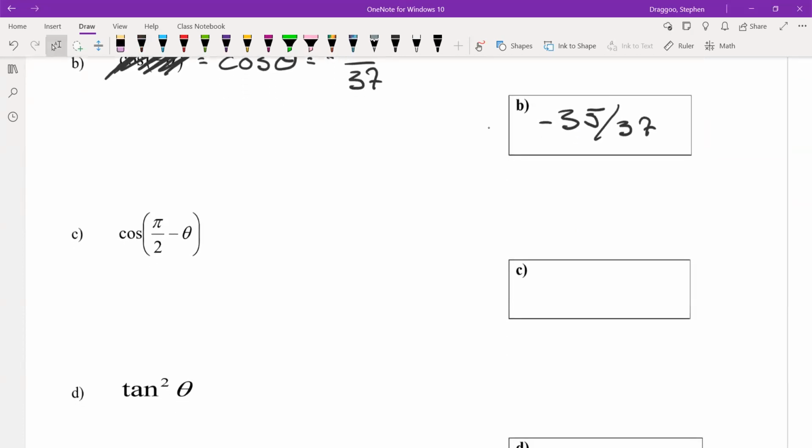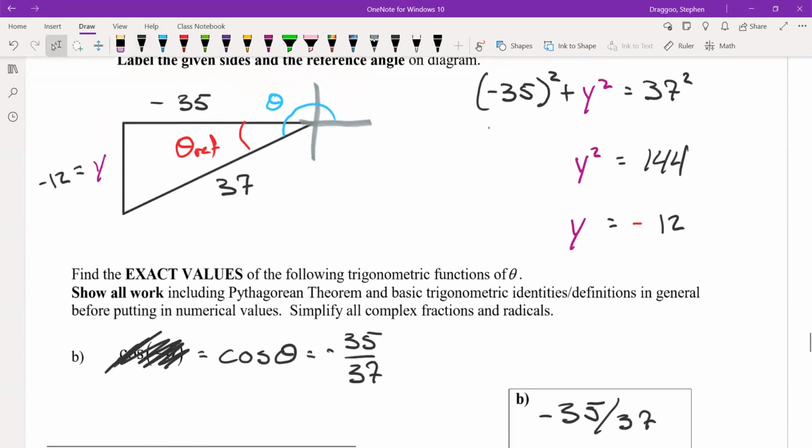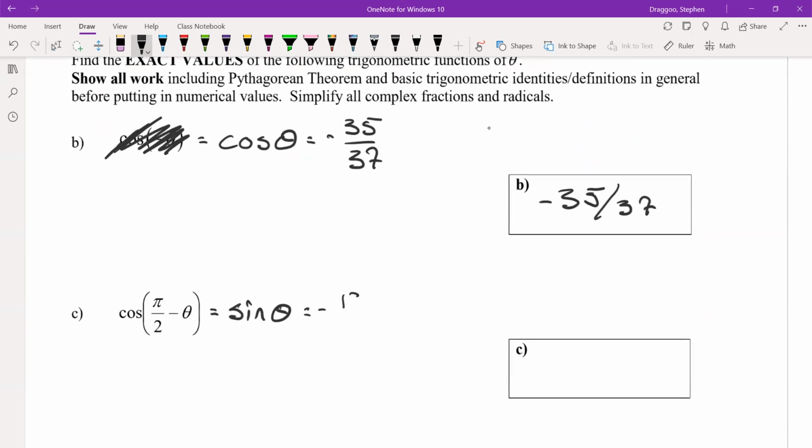After that, I'm looking at the cosine of pi over 2 minus theta. I can use one of my trig identities that I know I've got on the last page of the exam to find sine of theta. And go back up to my reference triangle. I want opposite over hypotenuse. So negative 12 over 37.